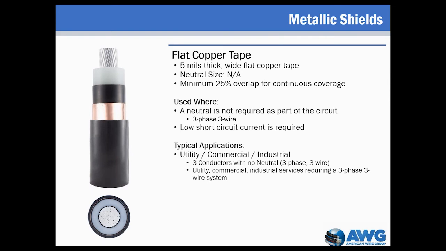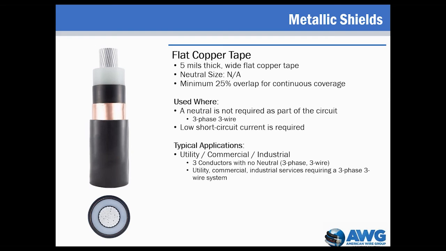Flat copper tape is also another option for the metallic shield component, where a 5 mil thick uncoated copper tape of a specific width is applied helically around the insulated conductor with a minimum 25% overlap. This overlap is defined such that when the cable is bent, the copper tape overlap will not separate, maintaining its electrical contact, minimizing the net metallic shield resistance.